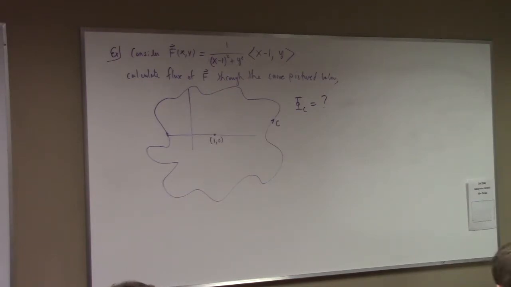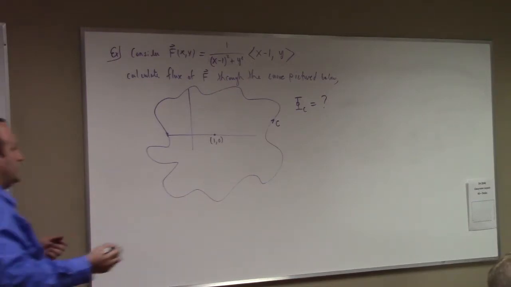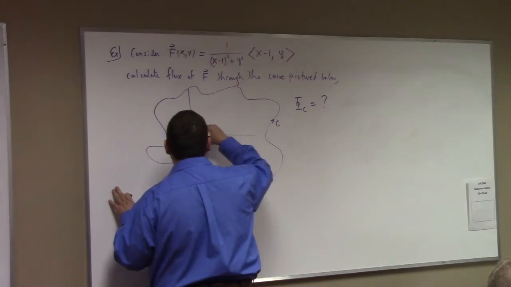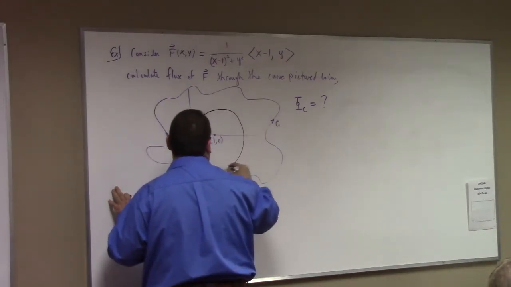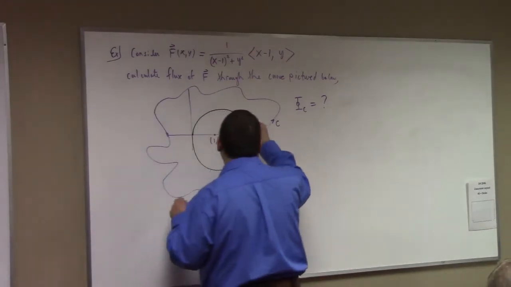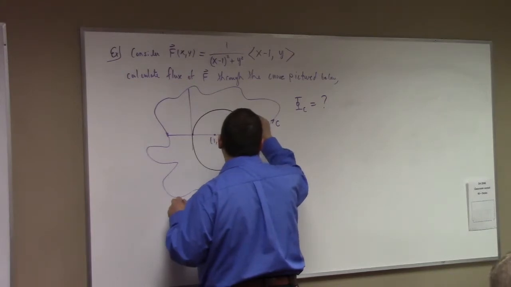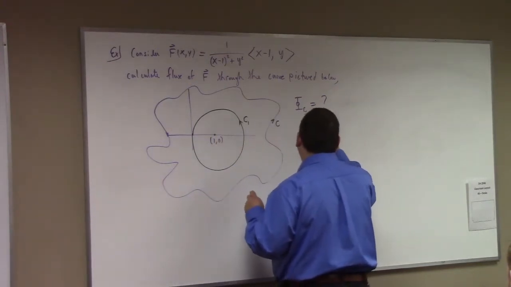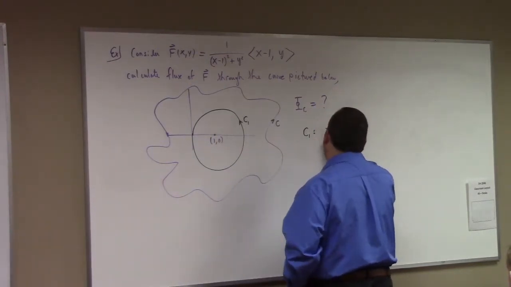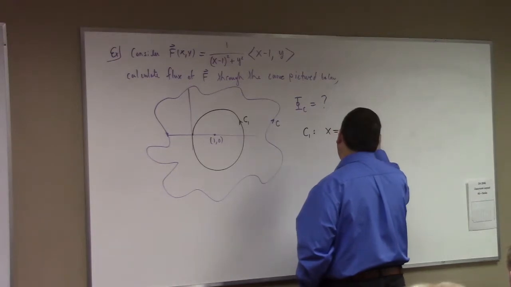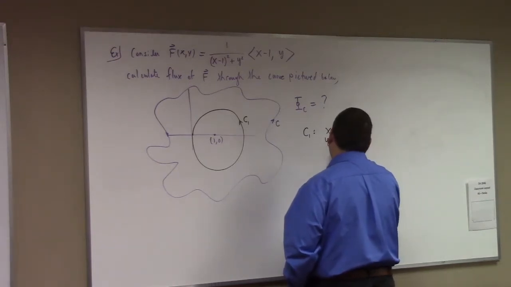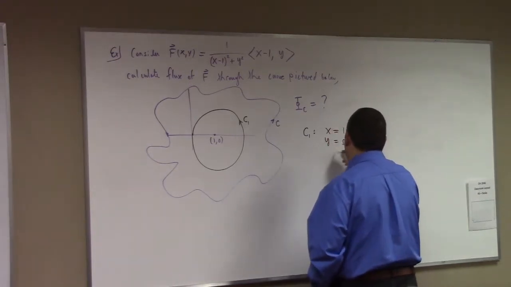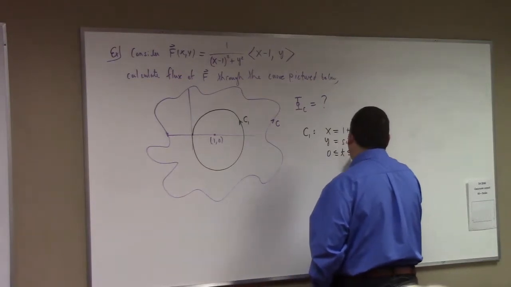If I do a unit circle, for example, this unit circle right here, let's call it C1. So C1 has the formula x is equal to 1 plus cosine t, y is equal to sine t, 0 less than or equal to t less than or equal to 2 pi.